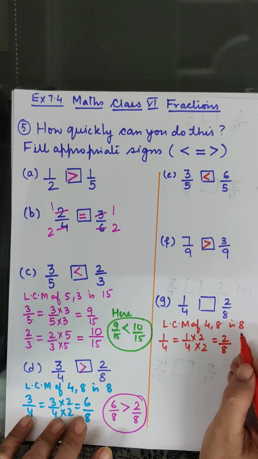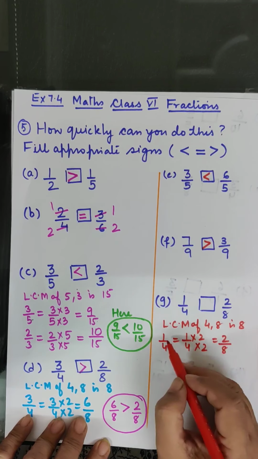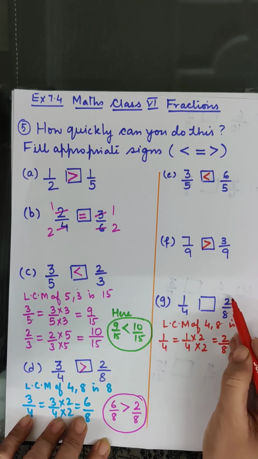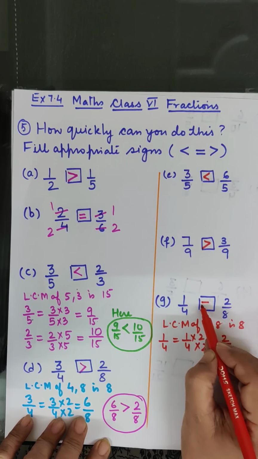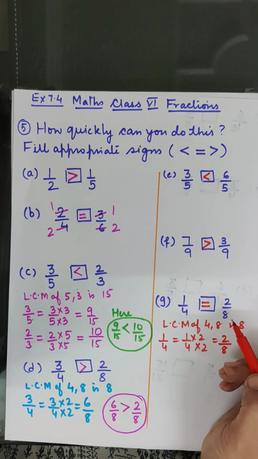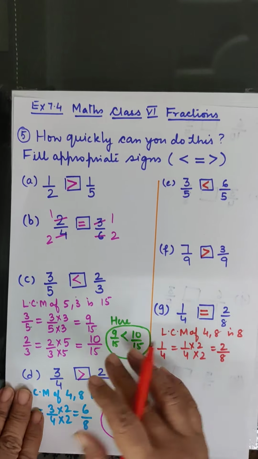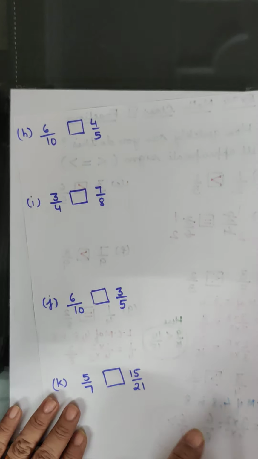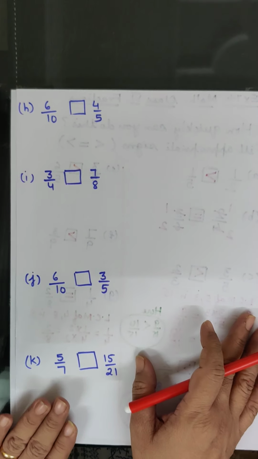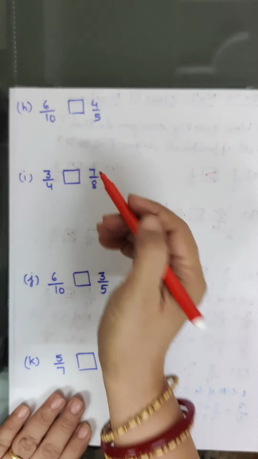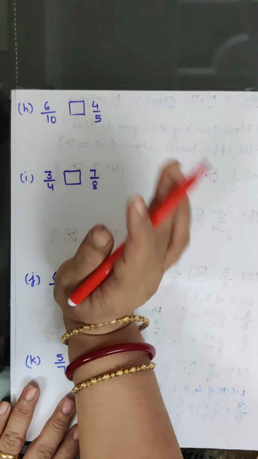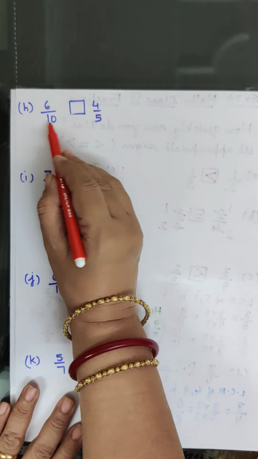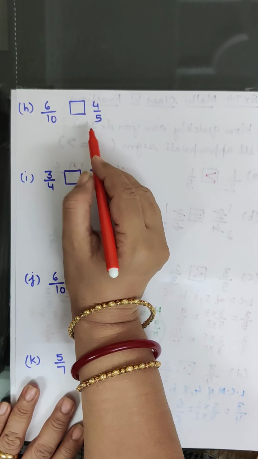ठीक है. So now you see here 1 upon 4 is equal to 2 upon 8 and this is already 2 upon 8. So both are equal. So we say 1 upon 4 is equal to 2 upon 8. Now coming to the H part. See here. Again the denominators are different and numerators are different. So what do? We take the LCM of 10 and 5.